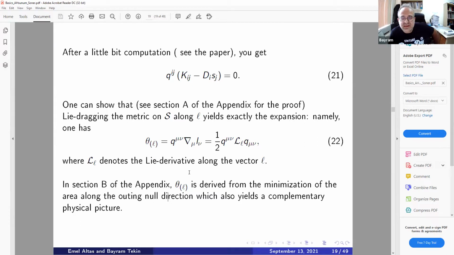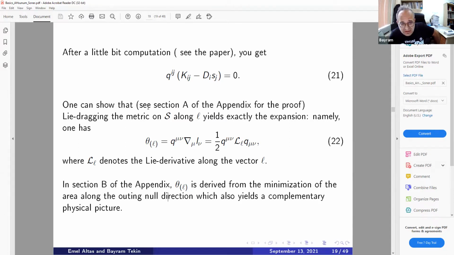Now, if you have not understood anything up to now, it's okay. Equation 21 is good enough, okay? This is the equation of the apparent horizon. So you need to solve this equation. K_ij of the three-dimensional surface, S is a normal spatial vector to the apparent horizon. If you can solve this, that's nice.